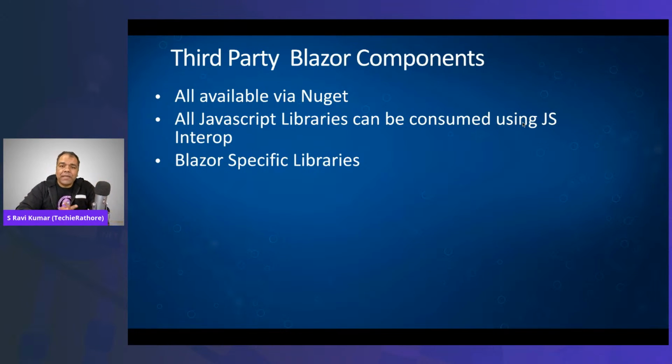Then there are many Blazor specific libraries also. Just like ASP.NET or ASP.NET MVC, we have many component libraries which are very popular and used by people in Blazor. A few of them is Blazorise, which is open source and free, and it has been ported to .NET 5 also. I am using it in almost all of my applications. I thoroughly use Blazorise.